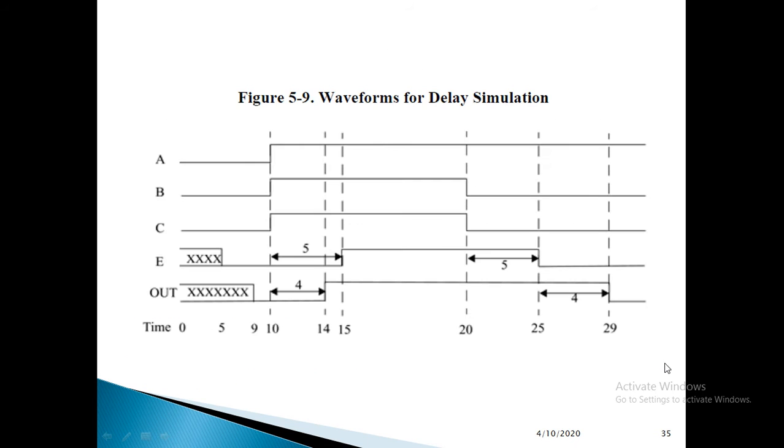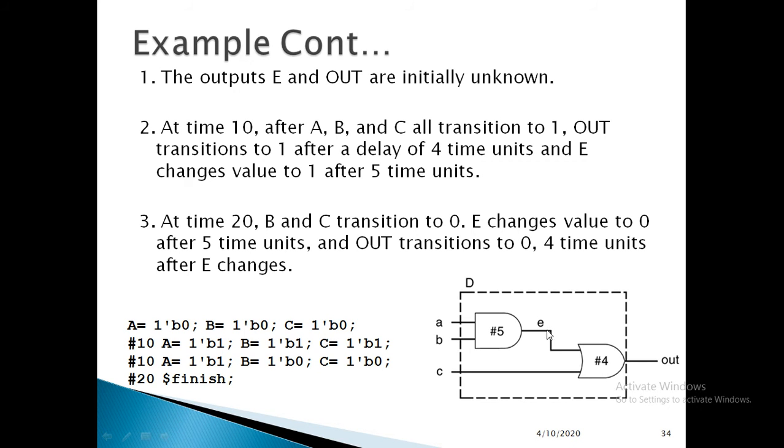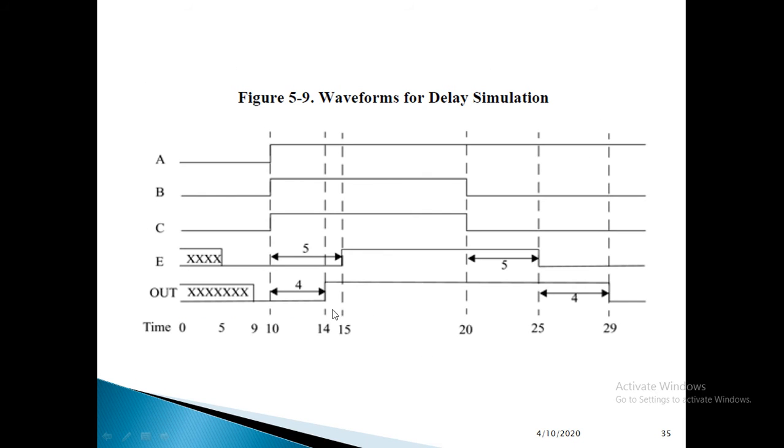This out will become valid after 4 time units and 5 time units, because this gate has the input E, which will occur after 5 time units, and then 4 time units, total 9 time units.